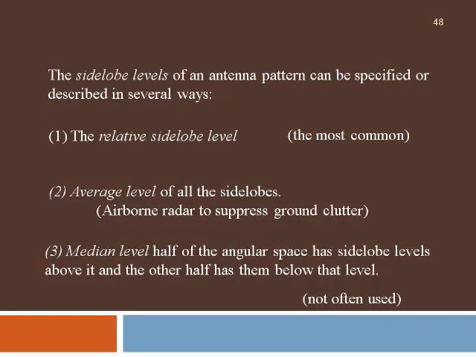One is the relative side lobe level. That means the ratio of the first side lobe maximum amplitude to the main lobe maximum amplitude, which we consider as the RSLL, the relative side lobe level. The other one is the average level of the side lobes. The third one is the median level: half of the angular space has side lobe levels above it, and the other half has them below that level. This is not so popular. The first one among these is the most popular parameter in use.